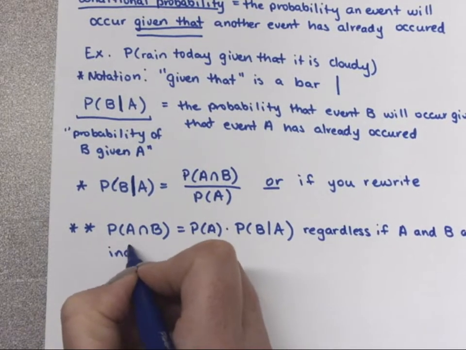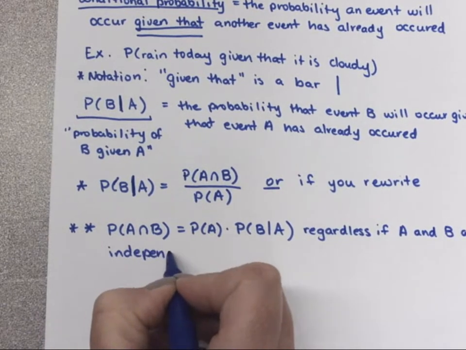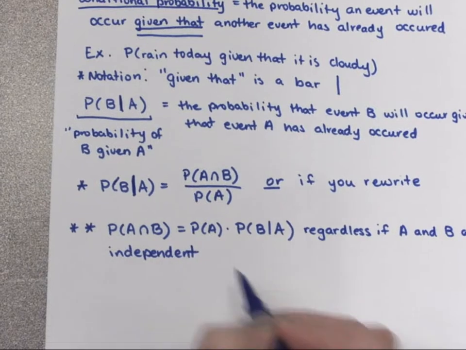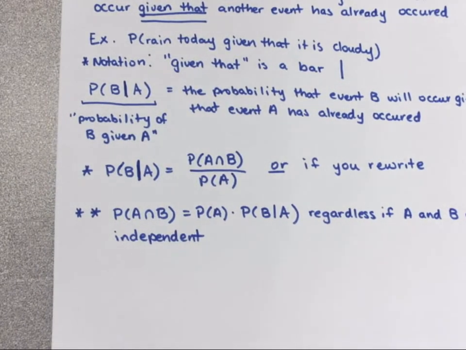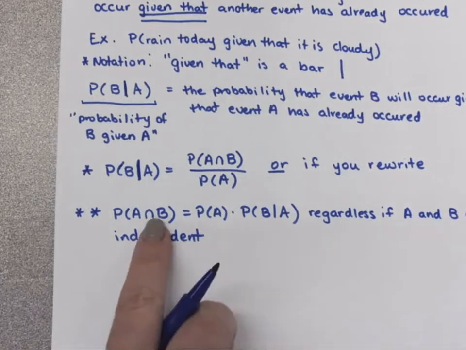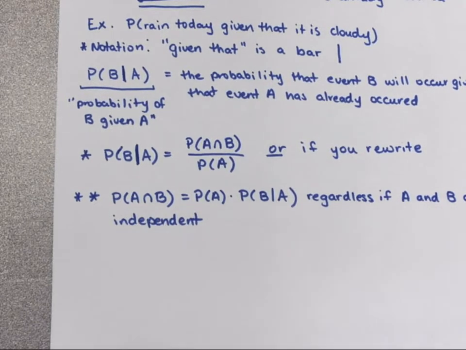I don't know if you remember, but when we talked about the AND formula before, I had to specify for you that A and B had to be independent for us to be able to use that formula. And so the updated formula that works no matter what we have as far as events A and B is this one right here. Okay, so the probability of A and B is actually always going to be the probability of A times the probability of B, given that A has already happened.